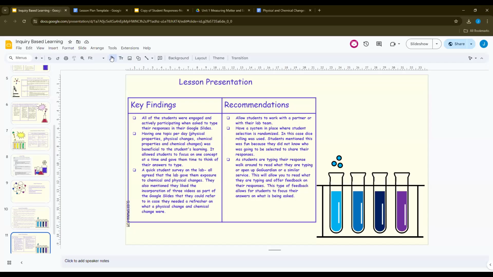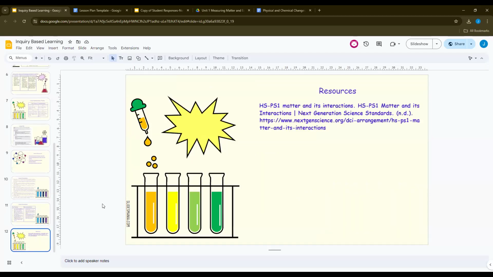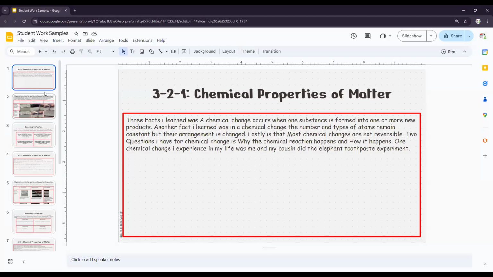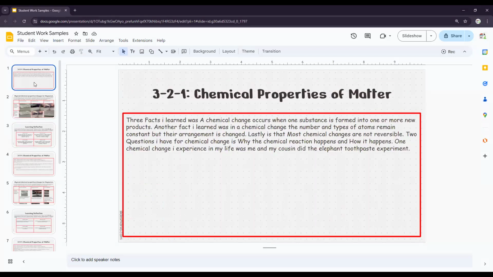Now, let me end the lesson by showing you, first, the sources where I got my standards from. I got them from the Next Generation Science website, and the answers for the work that the students included were these. These three slides are coming from a freshman. I'll give you time, or you can pause the video to read their response.